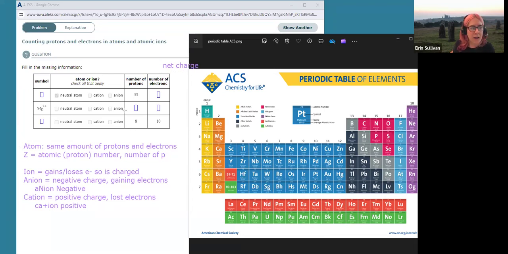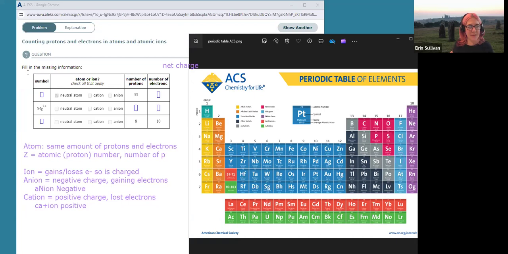So first line, we have been told it's a neutral atom, so the number of protons and electrons must be the same. So how many protons have we got? 53. That tells me the identity of my element. So I'm going to squint real hard and look at the Z, and I think that iodine has a Z of 53, if I can read that correctly. So the identity of the element is iodine.